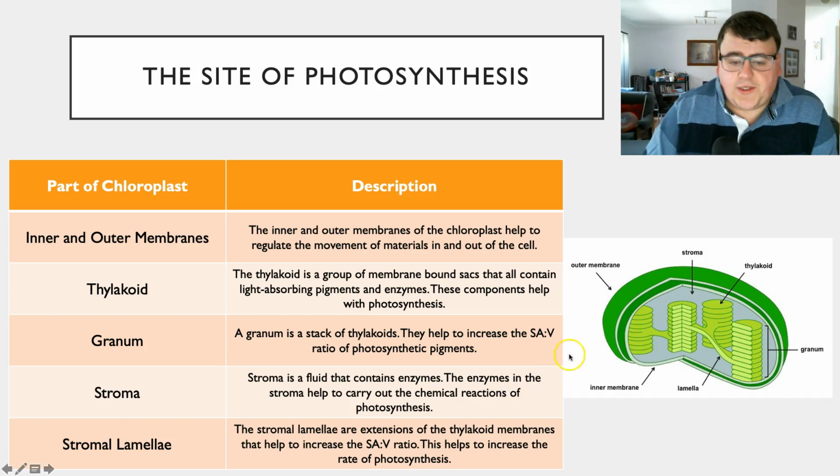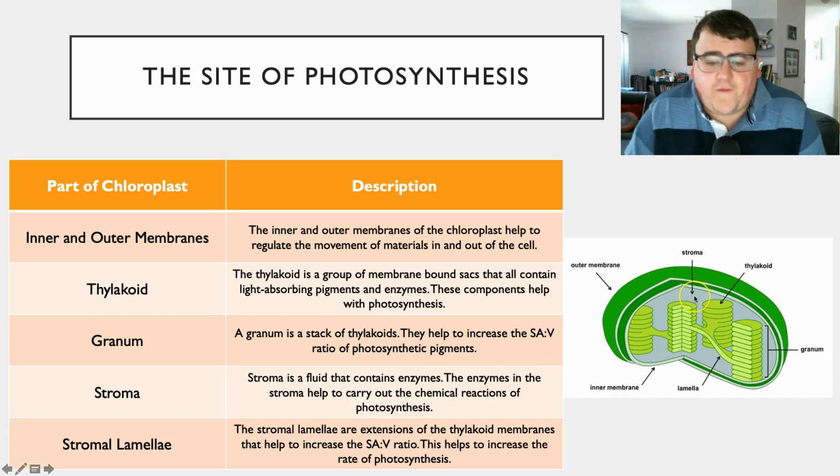We also have the stroma, which is our fluid. It's almost a gel-like fluid, and that contains enzymes. Those enzymes are going to help carry out the chemical reactions that are part of photosynthesis.